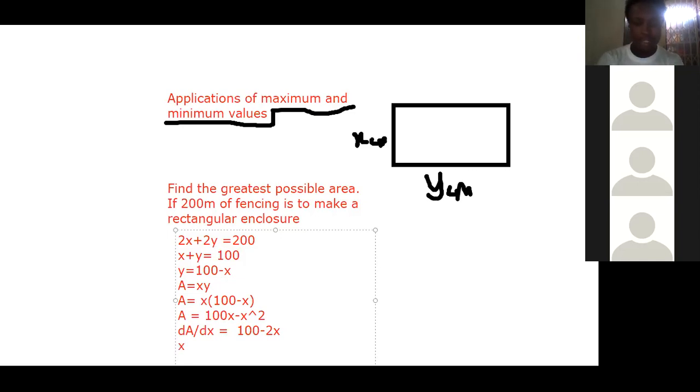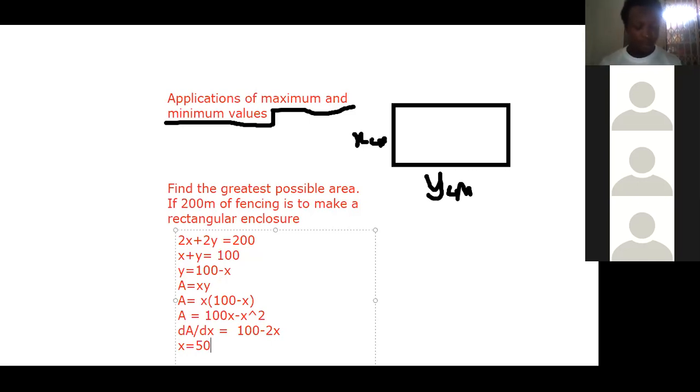So when we equate it to 0, x will be equal to, who can tell me the answer? X will be equal to what? 50. I hope I'm correct. X will be equal to 50. So dA/dx is equal to 0, so x will be equal to this thing.